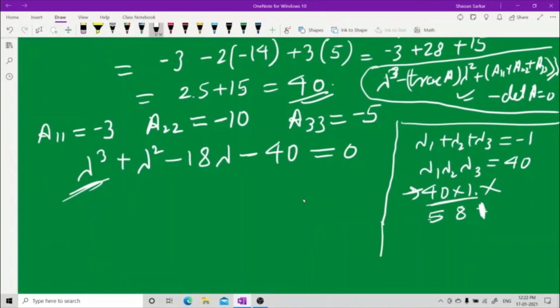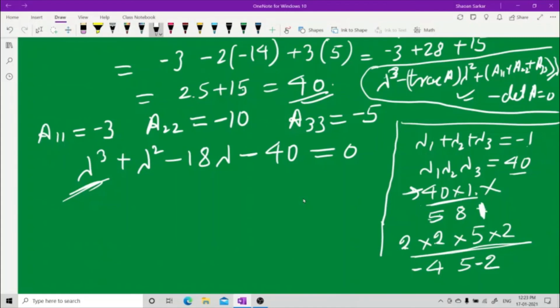So I'll try to break this. 2 into 2 into 10, 4 5s are 20. Again, there is a 2. Now there are 4 factors. I need only 3. So what I have to do is 4, 5 and 2. Let me see. I want minus 1 and I want a plus 40. So what I do is I put a minus sign on 4. I put a minus sign on 2. See what happens. Minus 4 and minus 2.